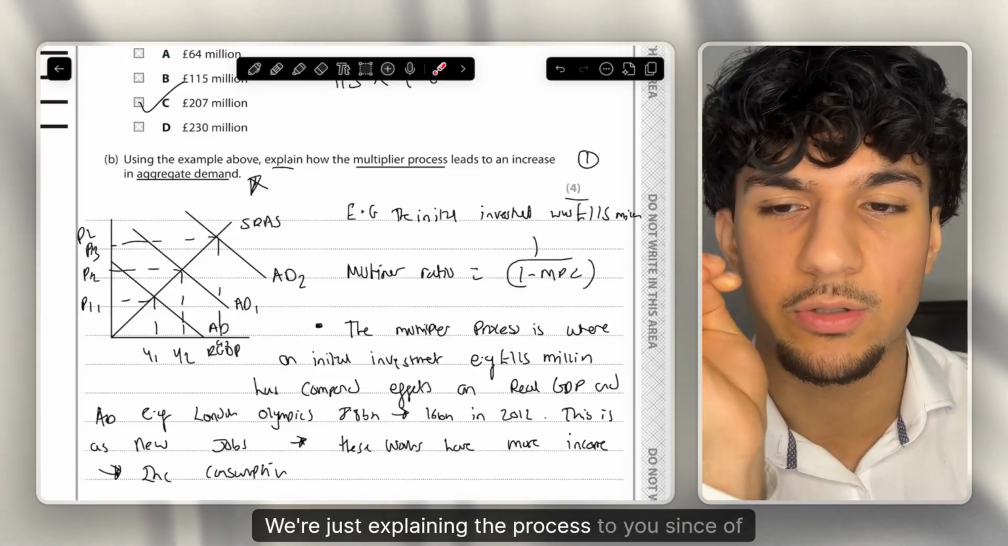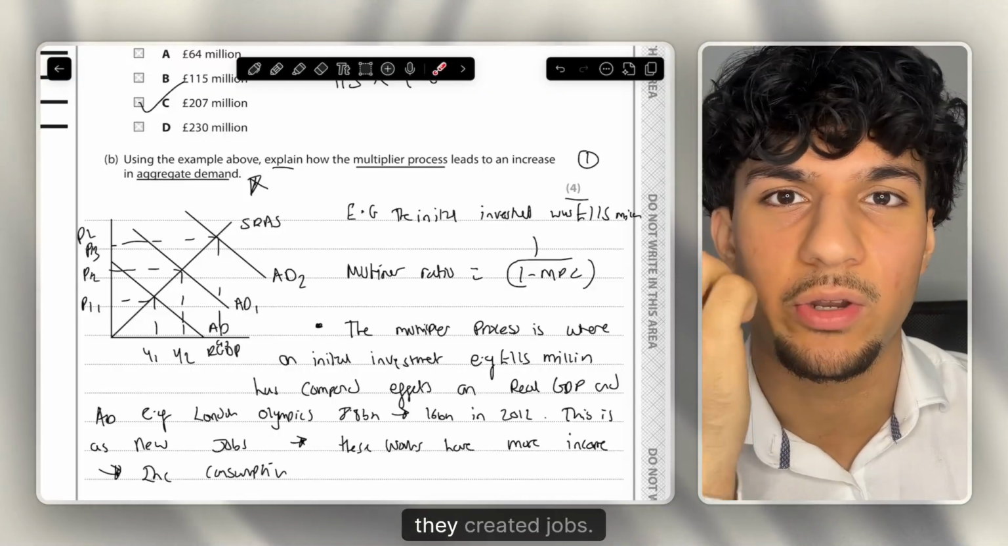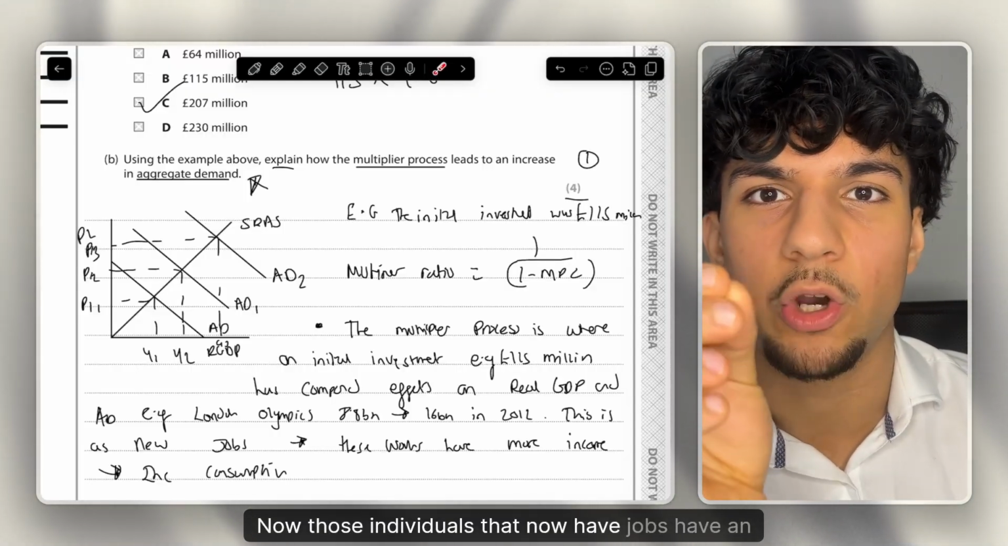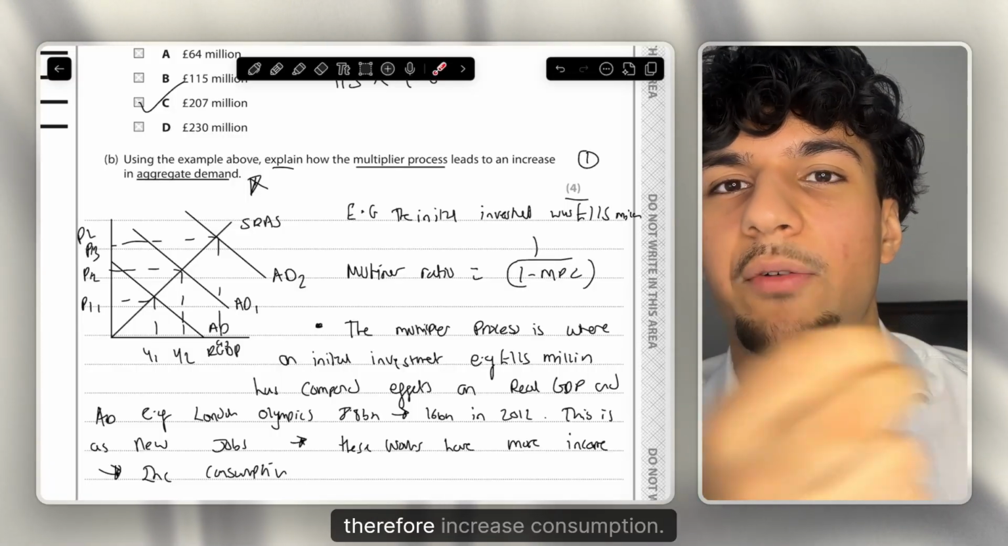We're just explaining the process to you, since, of course, when the UK government spent on the London Olympics, they created stadiums, they created jobs. Now, those individuals that now have jobs have an increased income. What they're going to do with that increased income, they're going to consume, therefore increased consumption.